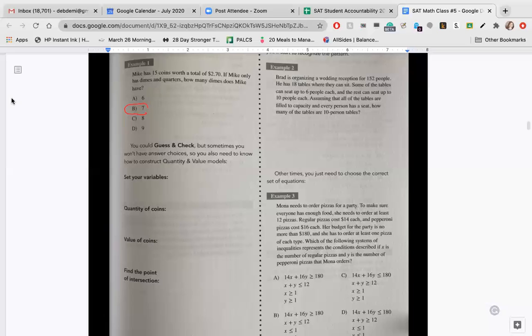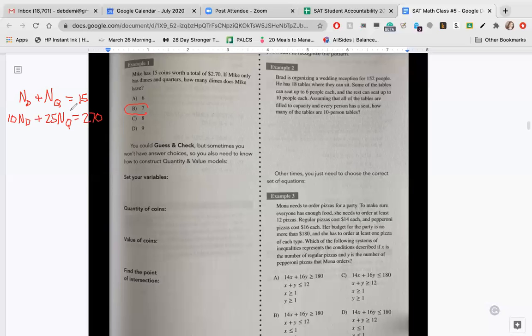Okay, so what do we have here? We have dimes. So number of dimes plus the number of quarters equals 15. So that's your quantity. The number of dimes plus number of quarters is 15. And then they're worth 270. So 10 times the number of dimes plus 25 times the number of quarters equals 270. And then you're just going to solve this simultaneously.